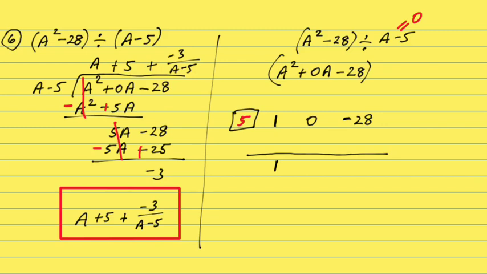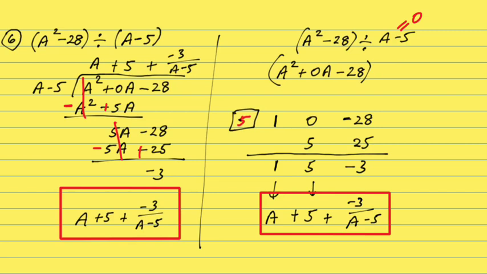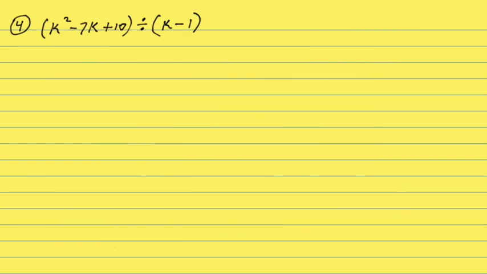Bringing down the first one, you multiply. 5 times 1 is 5. You put it here and add. 5 times 5 is 25. You put it here and add. So that means 1a, that means plus 5, and that means the remainder is negative 3. You can see why some people prefer synthetic, because if you get used to it, it's quicker.